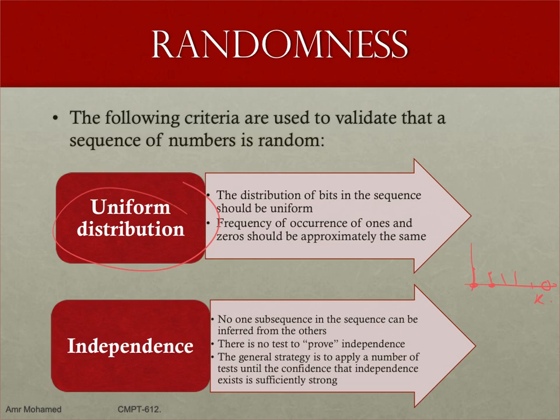So the second one is independence, which implicitly means that they are statistically uncorrelated. So the different parts of the key are statistically uncorrelated. By knowing one part of the key, I cannot guess the other parts. Is that point clear? Okay.